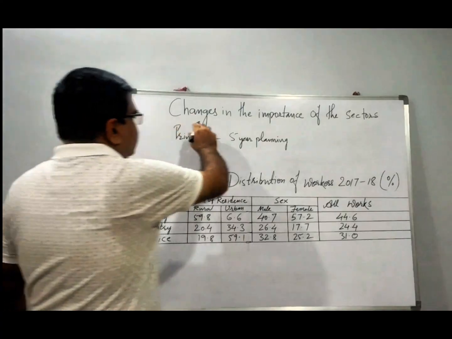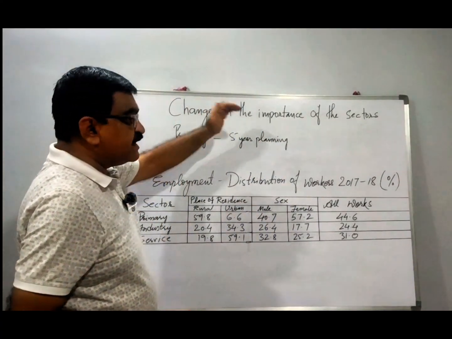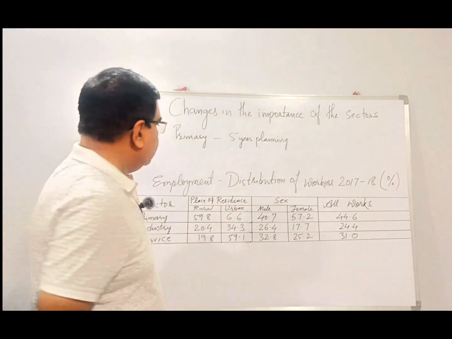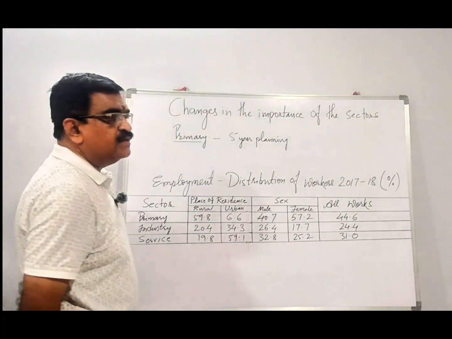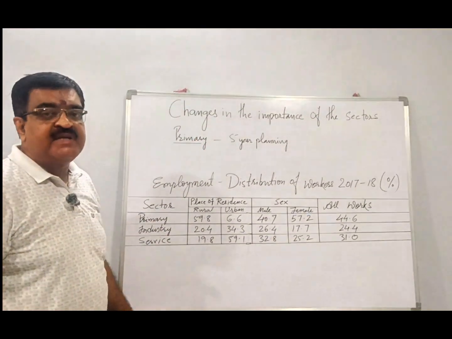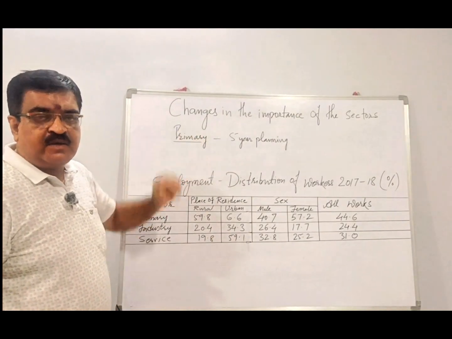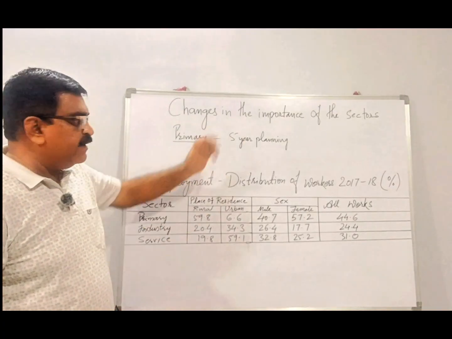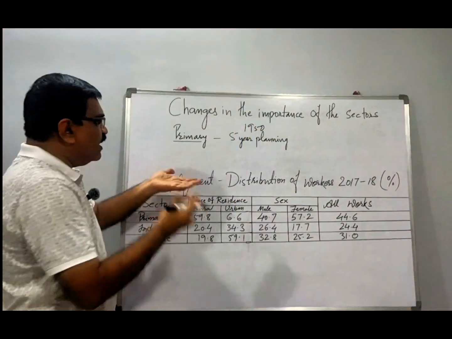Now we will see about the changes in the importance of the sectors. How the sectoral transformation has taken place. This is called sectoral transformation. Before independence, our India was totally depending upon the primary sector. Most of the population of India was deriving its income from the primary sector, and more than 90% of people were residing in the rural areas. And after the implementation of the 5-year planning system in 1950, the total scenario has changed.